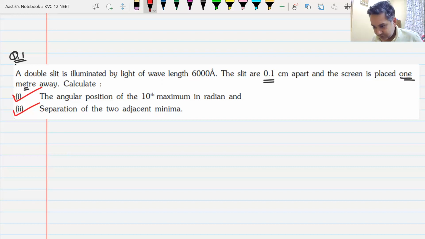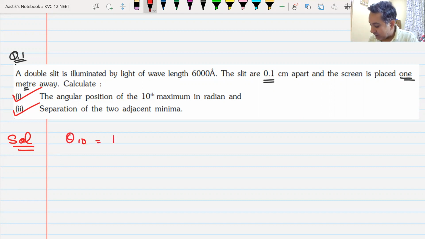You can't do it? Shall I do it? Okay, so how are we supposed to do this? The first thing is you have to find the angular position of the 10th maximum. Yes or no? Yes, sir. To find the angular position of the 10th maxima, what do you do?